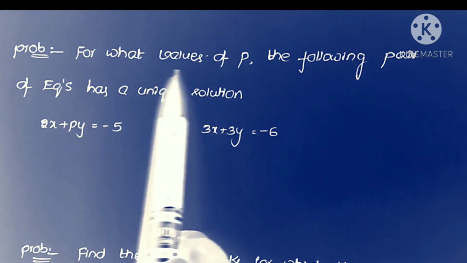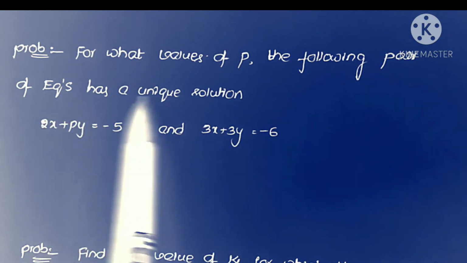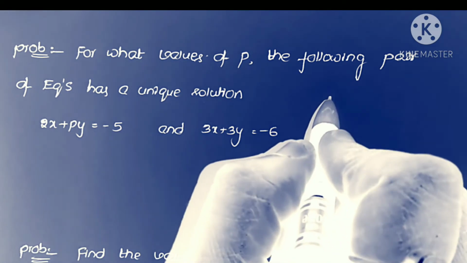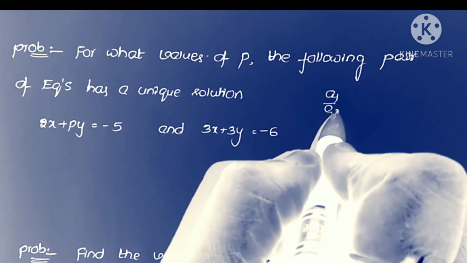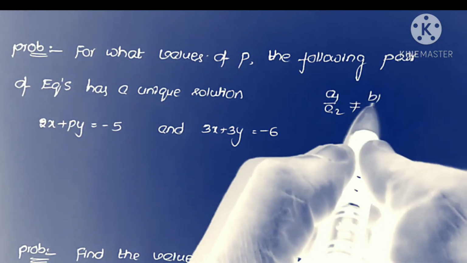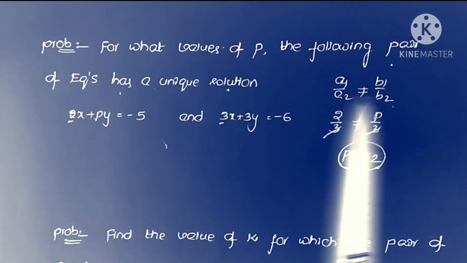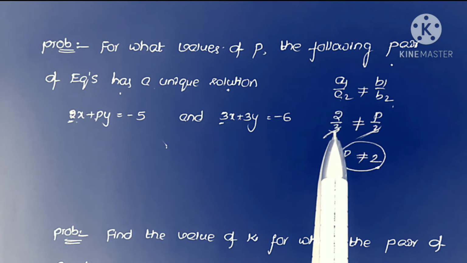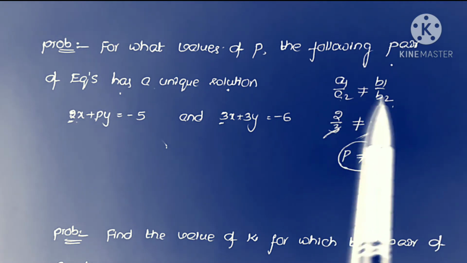That's all. Next problem: for what values of p does the following pair of equations have a unique solution? So, what is the condition for a unique solution? a1 by a2 is not equal to b1 by b2. This is the condition. So what is a1 by a2? 2 by 3, x coefficient by x coefficient, is not equal to b1 by b2.